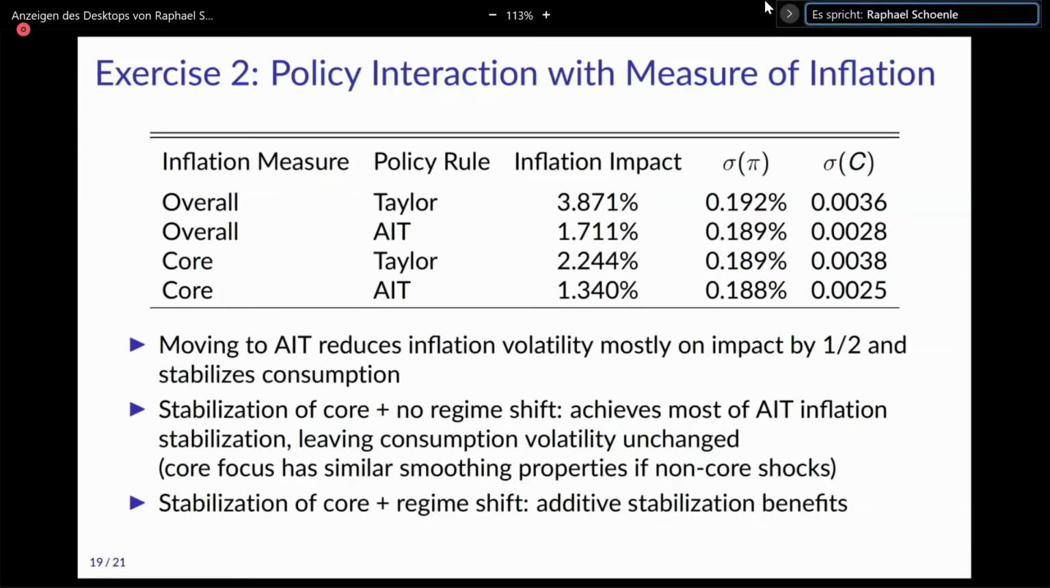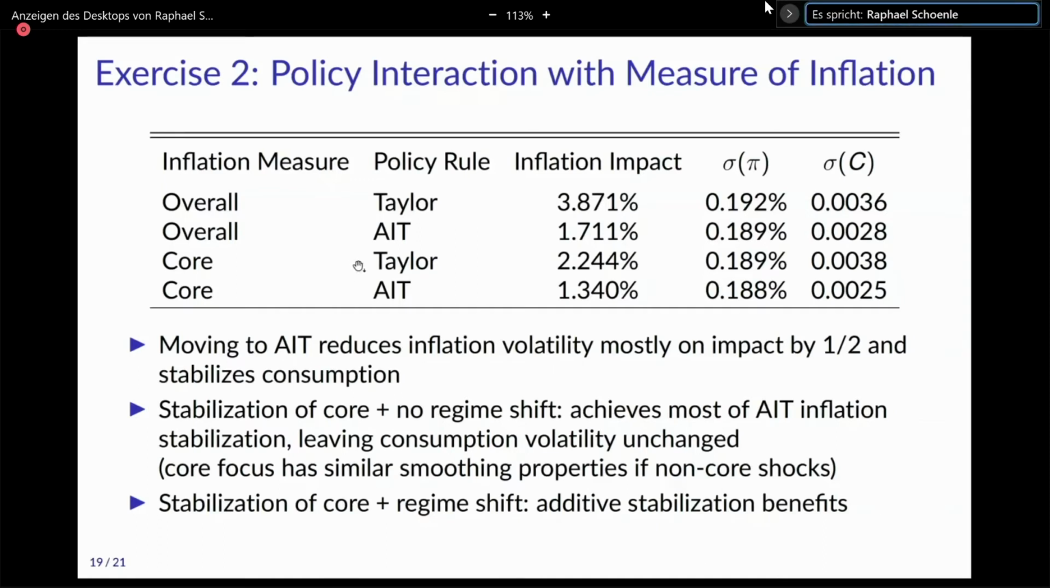So let me tell you what I mean by this. This table shows you the different measures of inflation we consider: headline versus core inflation, and a Taylor rule versus an average inflation targeting regime. And you can see by comparing the second to the first row that there's the well-known result that average inflation targeting stabilizes inflation on impact, as well as over time, captured by the variance in the last two columns, of inflation, but possibly also the consumption.